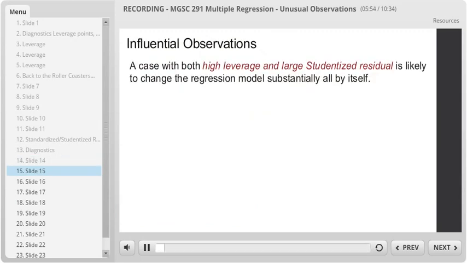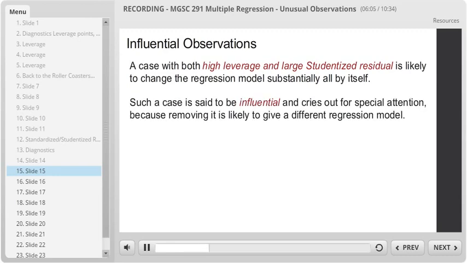A case with both high leverage and large studentized residual is likely to change the regression model substantially all by itself. Such a case is said to be influential and cries out for special attention, because removing it is likely to give a different regression model. We use a statistic called Cook's distance to evaluate influence.